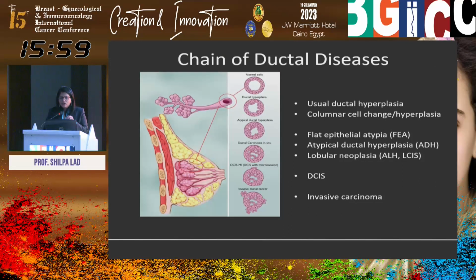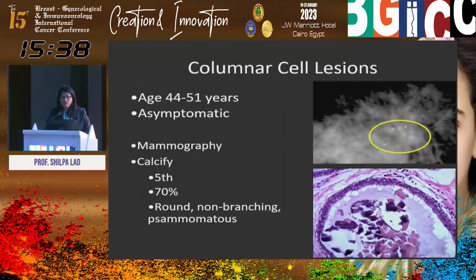So just a quick look at the chain of ductal diseases. Single normal cells, single duct. Sometimes there is benign hyperplasia. Then it shows atypia, ductal carcinoma in situ, and then there can be micro-invasion, and full invasion. So this is how disease progresses in the breast pathology.